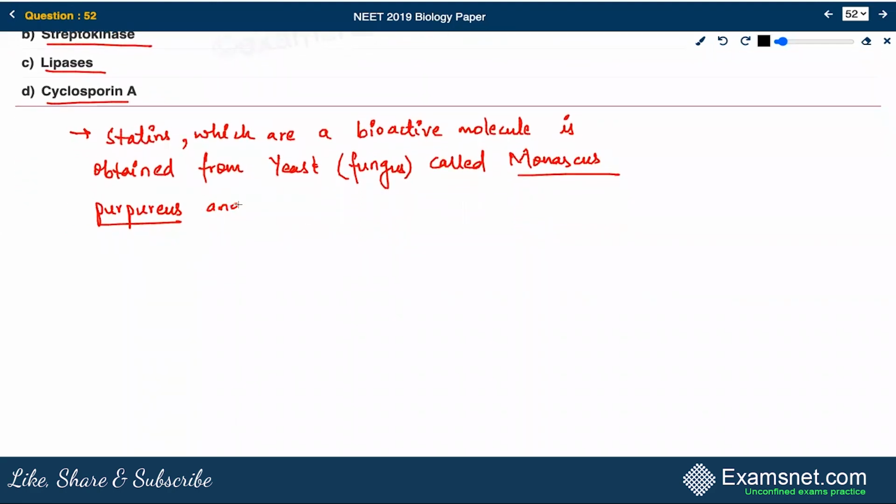It is used as a blood cholesterol lowering agent. All right. So, blood cholesterol lowering agent.